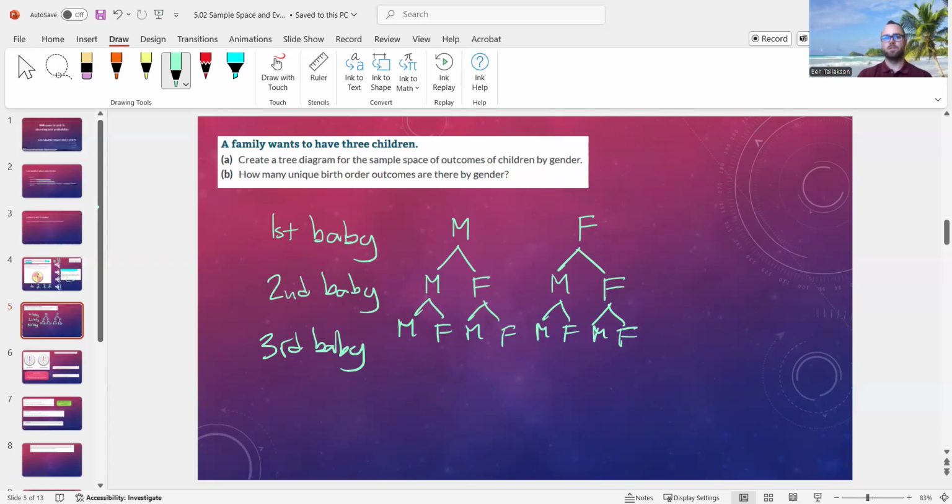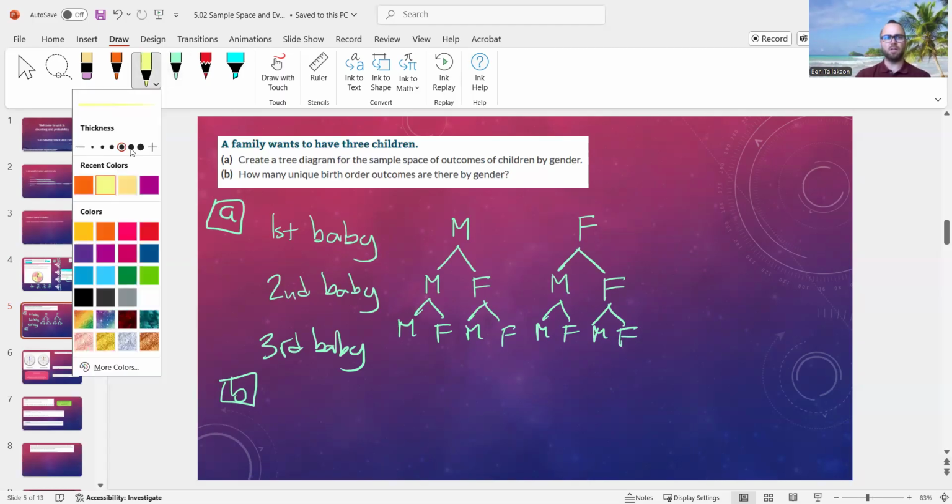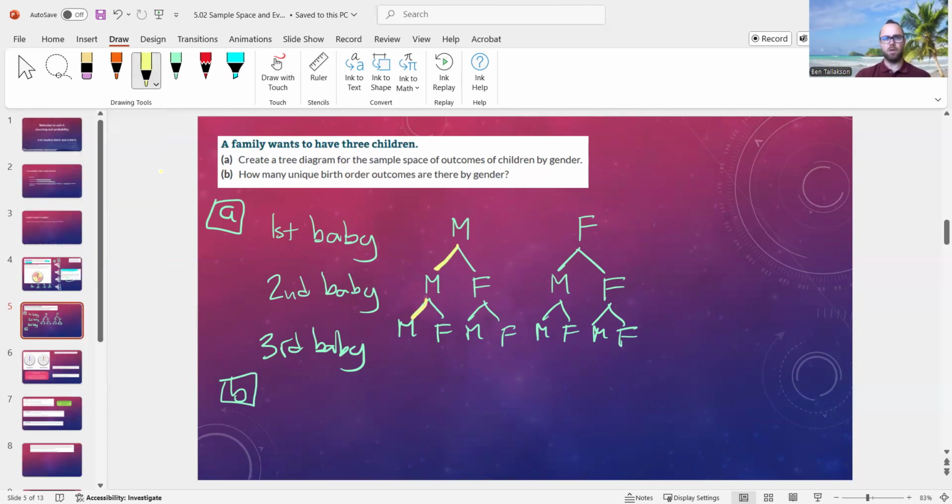There it is. And that was question A. Question B asks us, how many unique birth order outcomes are there by gender? Well, these are all unique, right? Because you could have a boy, then a boy, then a boy. You could have a boy, then a boy, then a girl. That's unique. Those are different. Boy, then a girl, then a boy. Boy, then a girl, then a girl. You get the idea.